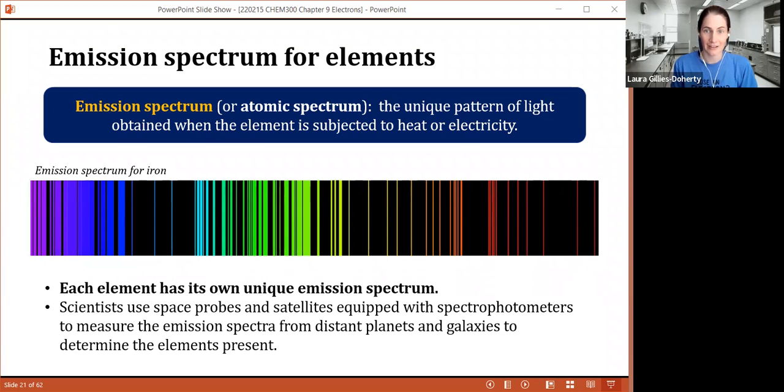But we look at something like iron, right? If we check the periodic table, neutral iron has, 55 electrons? Of course, I don't have a periodic table out now. It has a lot more electrons, so there's a lot more lines possible in the iron spectra. So again, scientists use space probes and satellites equipped with spectrophotometers to measure the light being emitted from distant sources, from galaxies and planets, to determine the elements present.